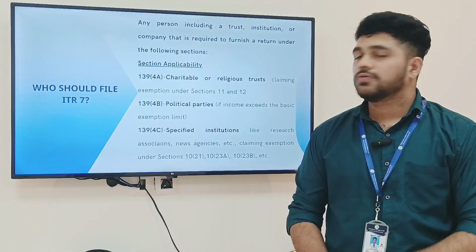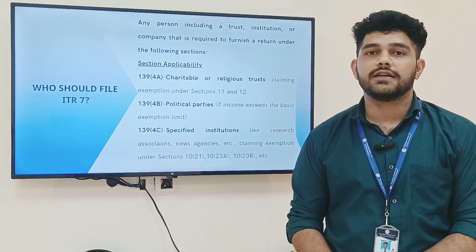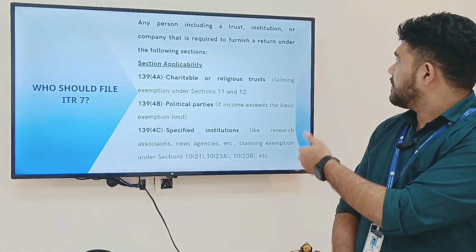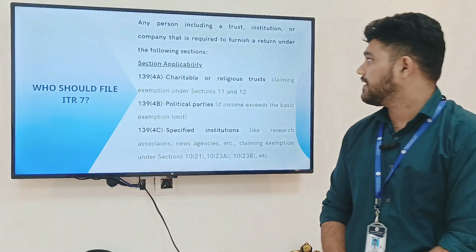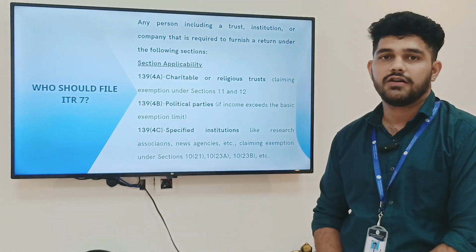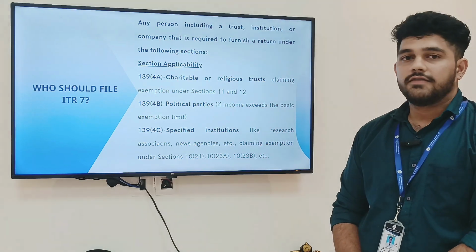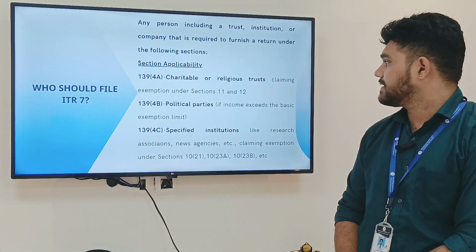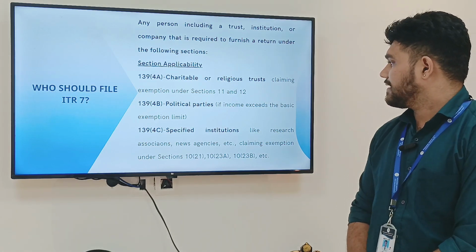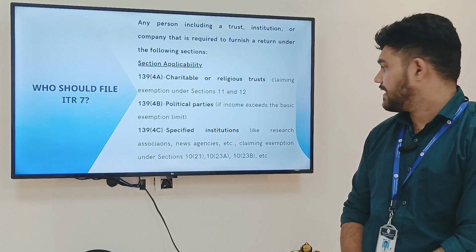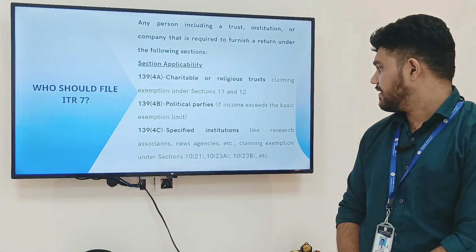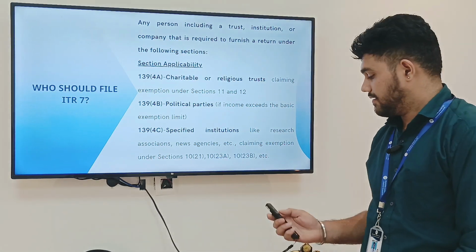So who should file ITR-7? Any person including a trust or institution or a company that is required to furnish under the following sections. Section 139(4A): charitable or religious trust claiming exemption under section 11 or 12. Section 139(4B): political parties if income exceeds the basic exemption limit. Section 139(4C): specified institutions like research associations, news agencies, etc. claiming exemption under section 10(21), 10(23A), 10(23B), etc.